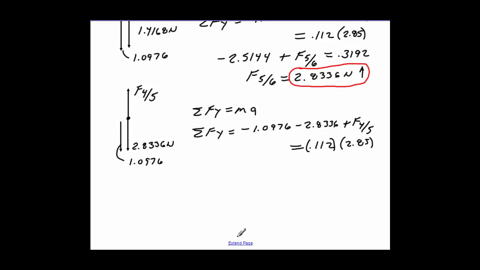We'll simplify that real quick. On the left side, we get minus 3.9312 plus F4/5 is equal to 0.3192. So add that to the right side, and we'll get 4.2504 is going to be F4 onto 5.